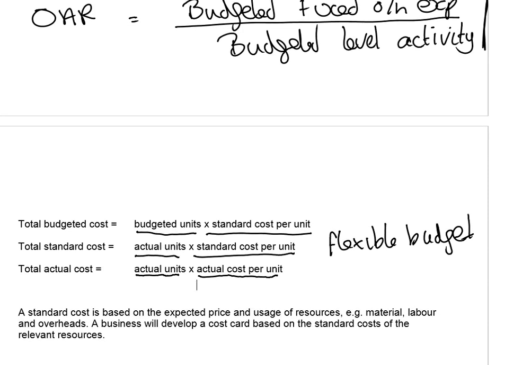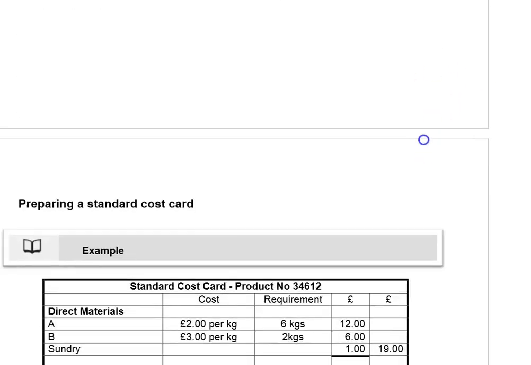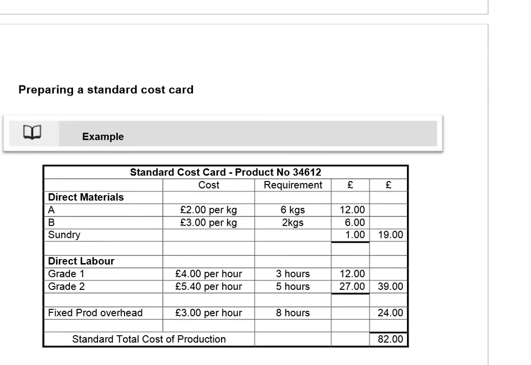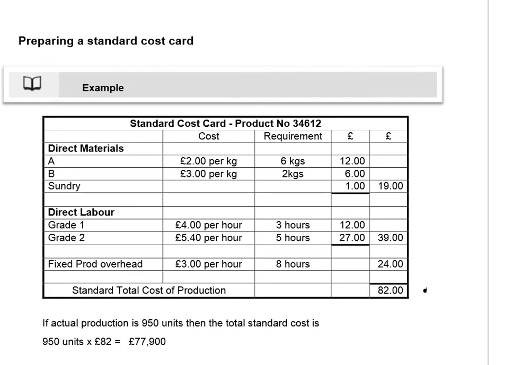So we're going to have a standard cost based on expected price and usage of resources, the material, labour and overheads. Once they've got this expected standard cost, this will be put into a standard cost card based on the costs of relevant resources. Here we have a standard cost card. It has all of the elements to make the total cost of this particular unit. For each product that a business creates, there would be a standard cost card. So this is one of many cost cards. For example, we can use this if the actual production is 950 units, we can then calculate the total standard cost. 950 times £82 equals £77,900.